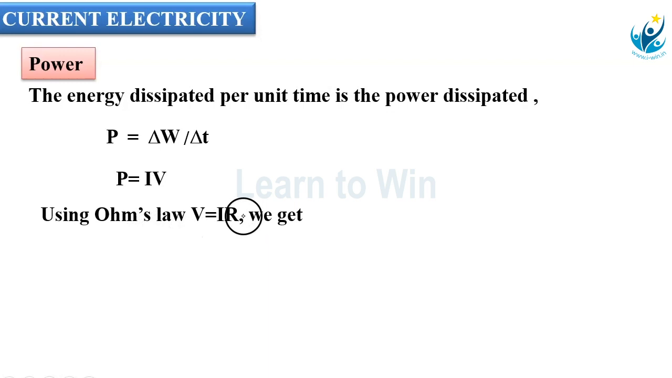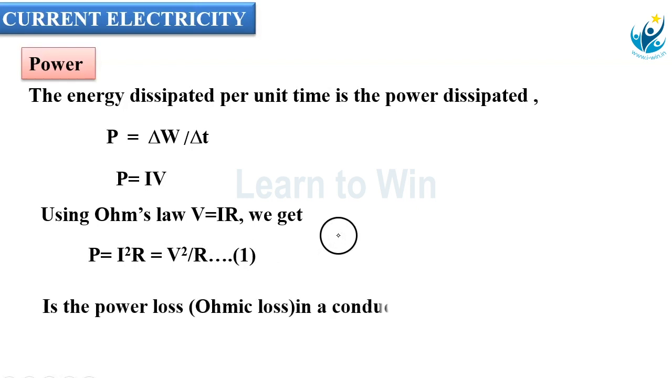Using Ohm's law, V equals IR, substituted in this, we get I square R, V square by R as power. I square R, V square by capital R is the power, where capital R is the resistance of the given conductor and V is the applied potential difference. Then the power is I square R. One more formula is V square by R. This is the power loss in a conductor R carrying a current I.